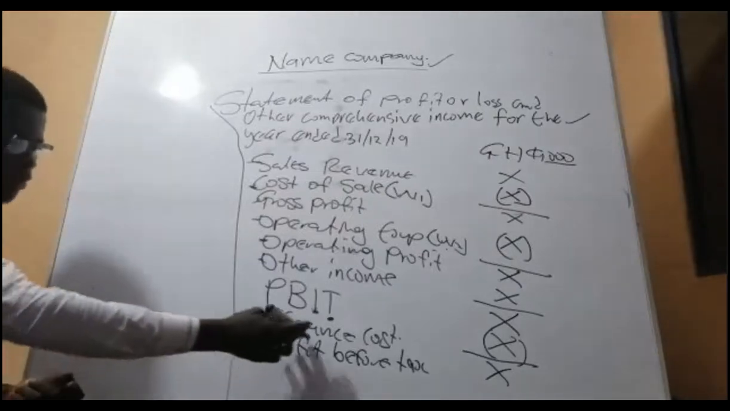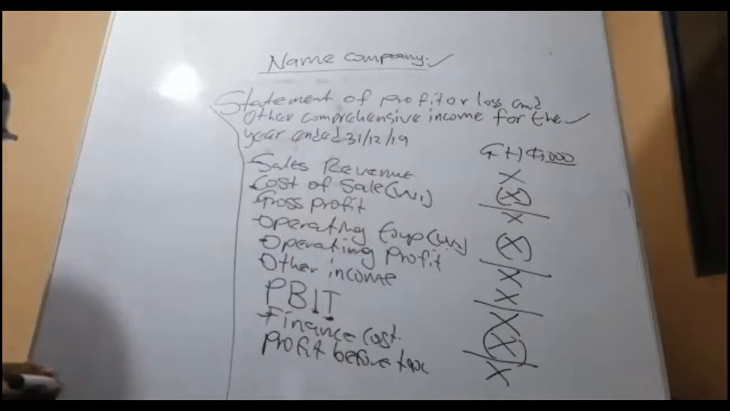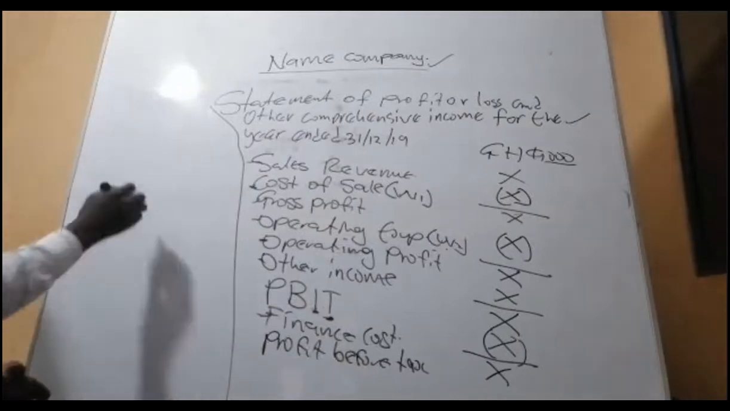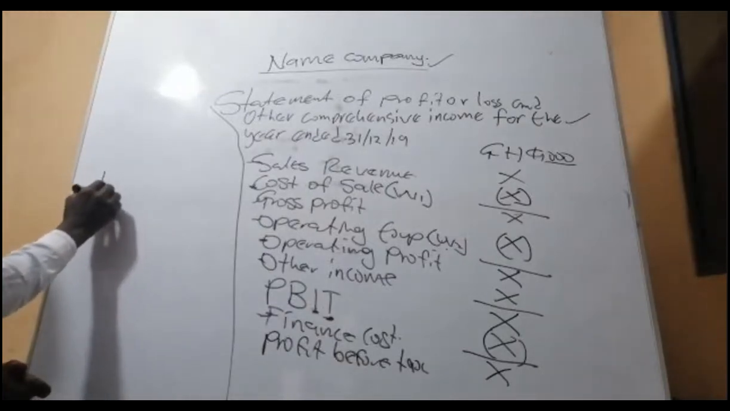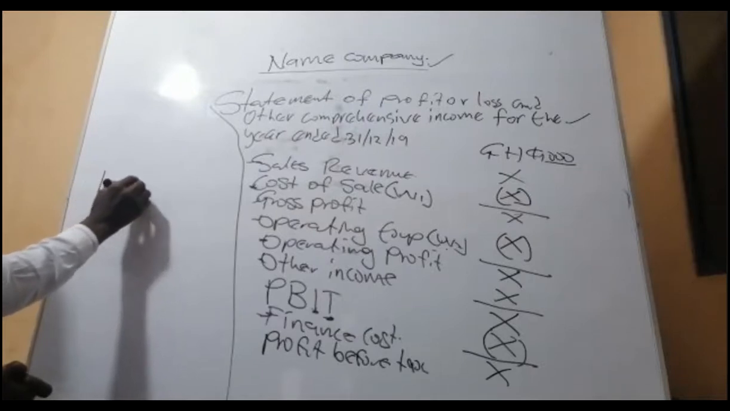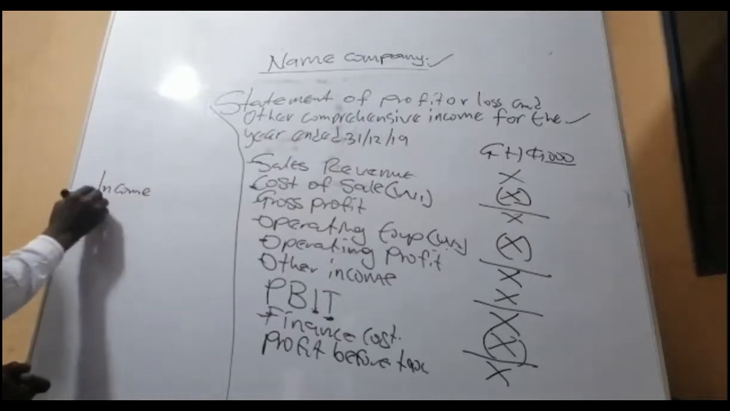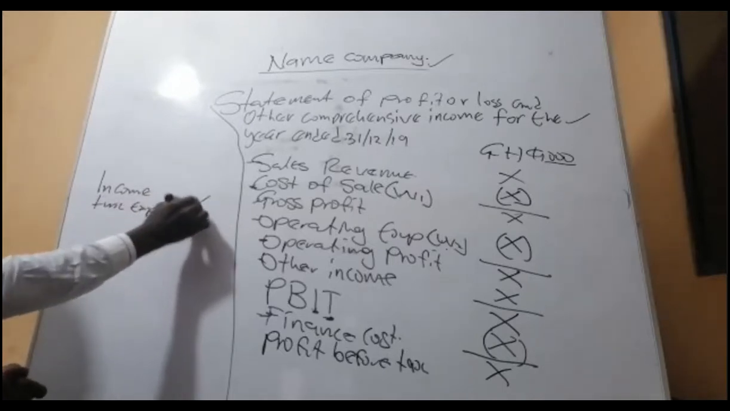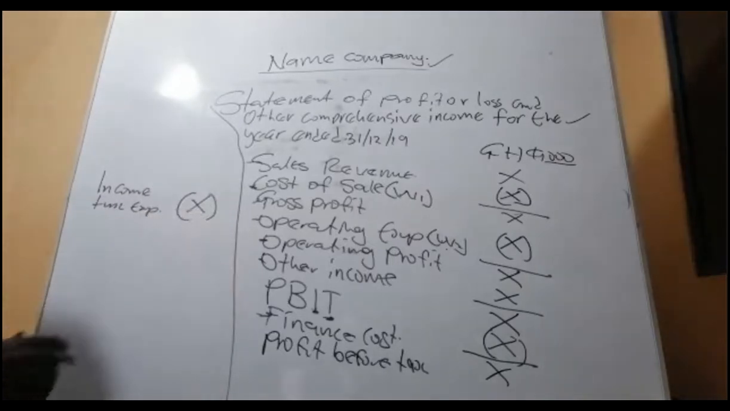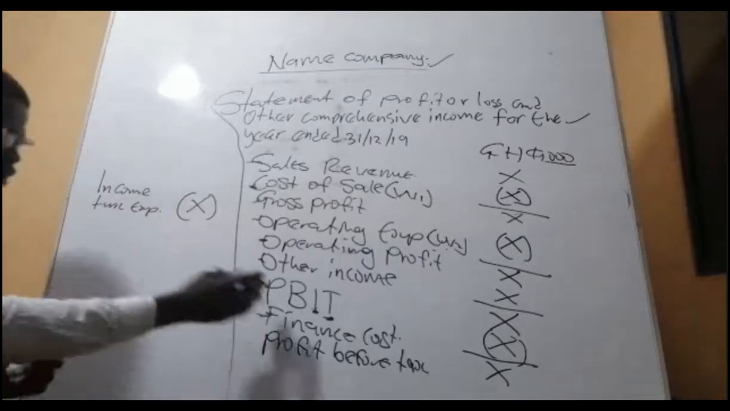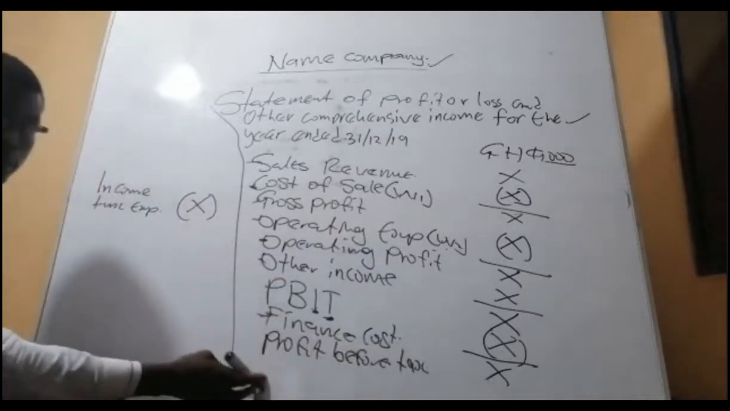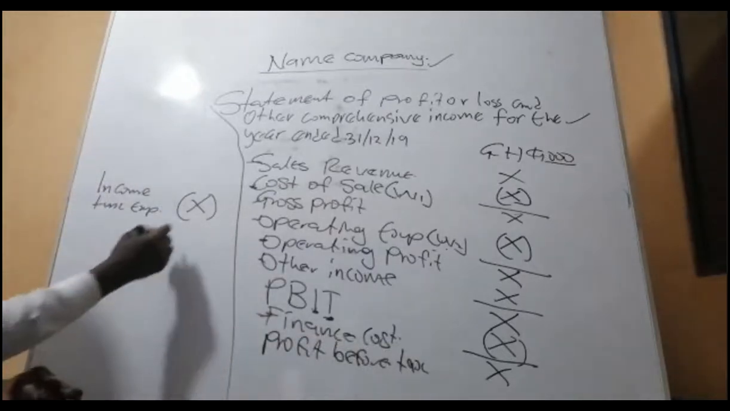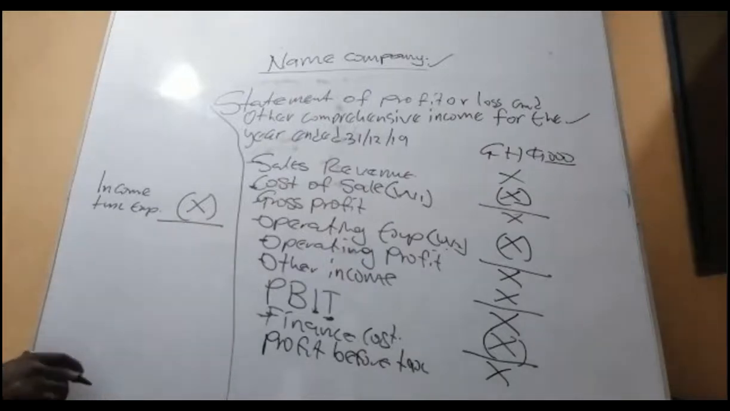Now, the next item was tax, right? Yes, we call it income tax expense. Income tax expense. You put it in brackets. There's no space here, so I want to continue from here.